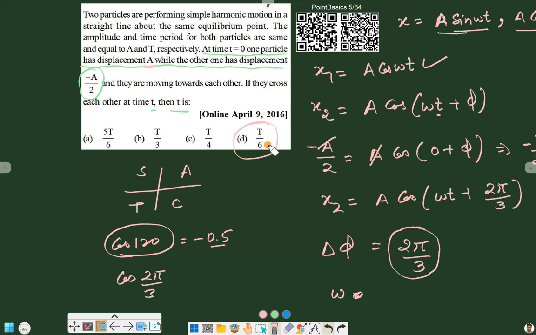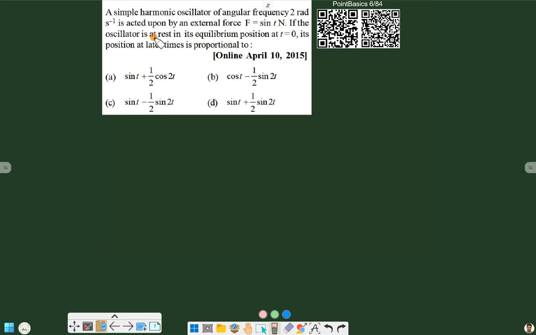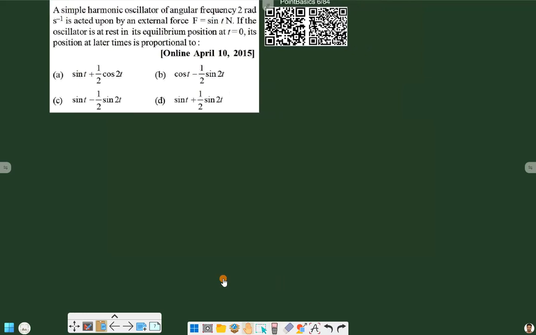Now let's move to the next question. A simple harmonic oscillator of angular frequency 2 radian per second is acted upon by an external force F equal to sin t Newton. If the oscillator is at rest in equilibrium position at t equal to 0, its position at later times is proportional to what? So we have to find the equation for position, and whatever it will be proportional to. So let's start.